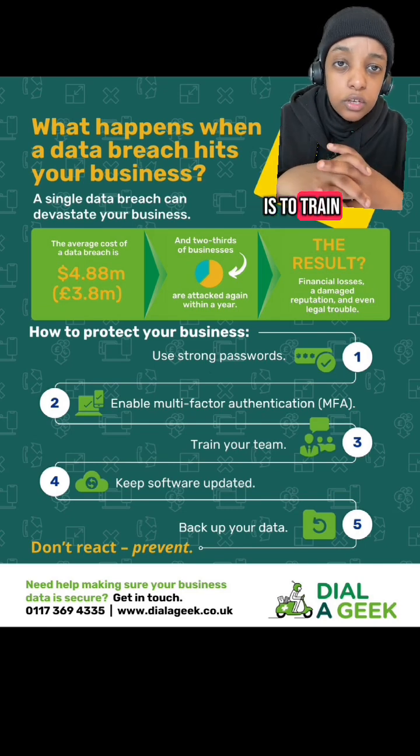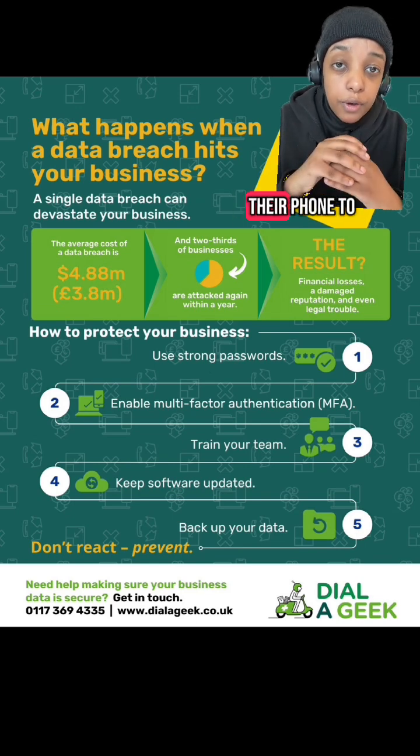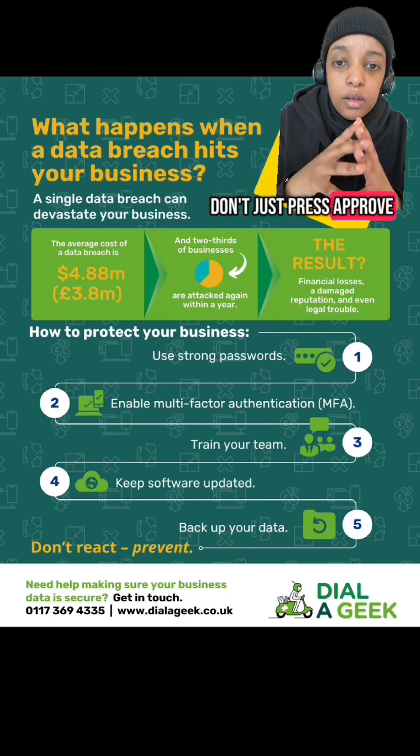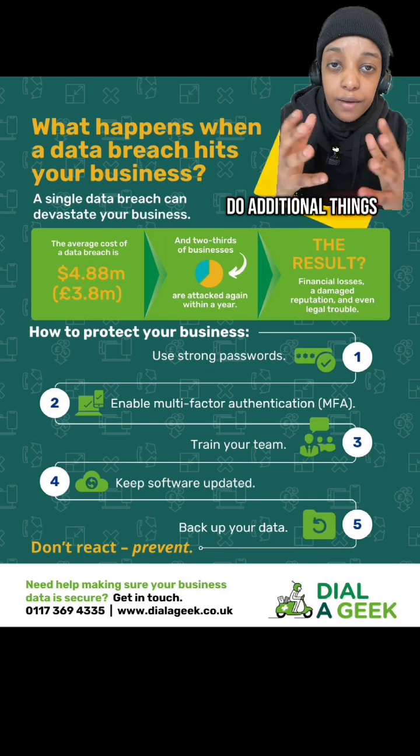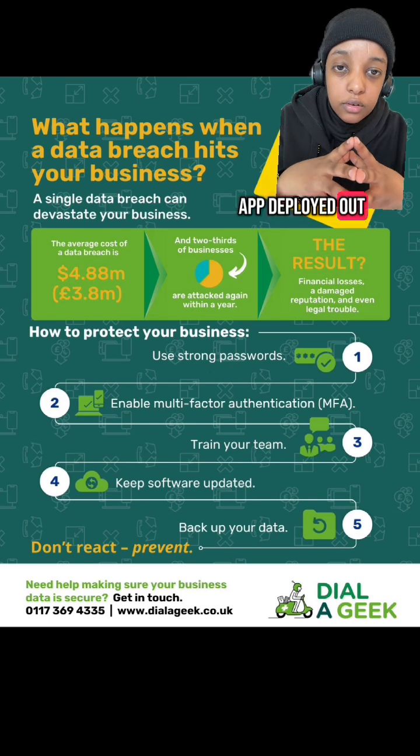The third step is to train your team. So this makes sure that your team is able to detect if an approval comes through on their phone, to make sure they don't just press approve. You can do additional things if you have the Authenticator app. If you don't have it, make sure you have the Authenticator app deployed out to your team.